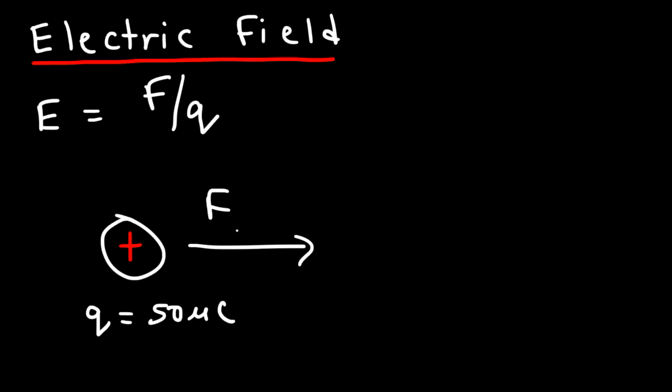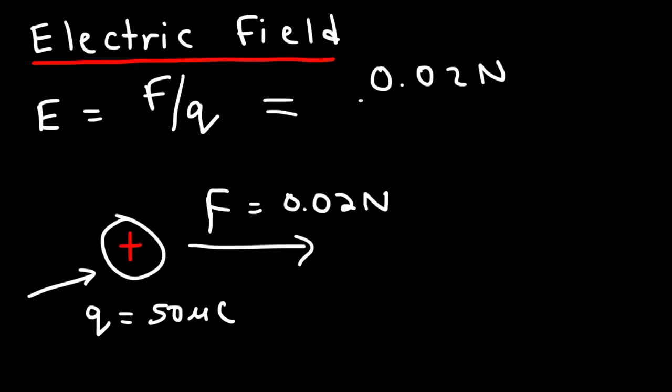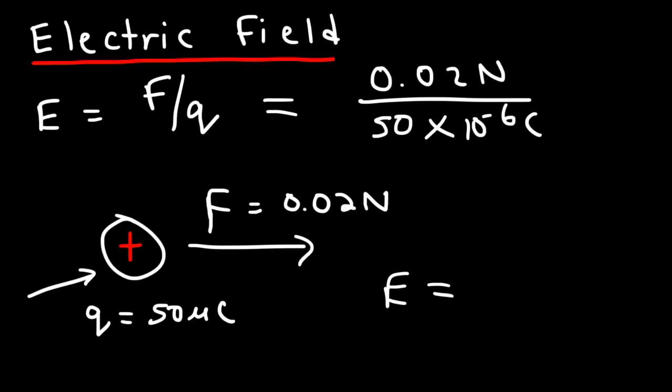pushes it towards the right. And let's say the magnitude of that force is 0.02 newtons. What is the electric field at that point in space? So using this formula, it's simply the force exerted on the charge divided by the magnitude of that charge. So it's 0.02 newtons divided by 50 times 10 to the minus 6 coulombs. So the electric field in this region of space, which the positive charge currently occupies, is 400 newtons per coulomb.